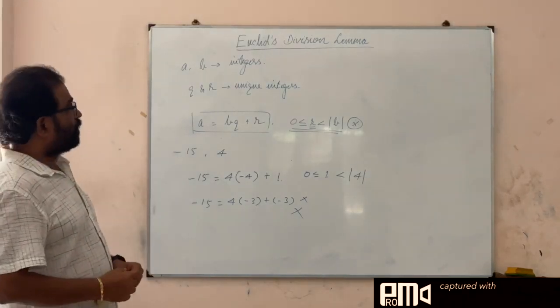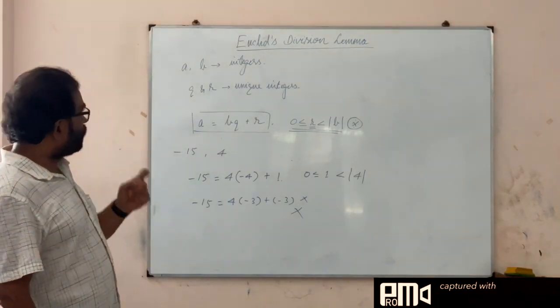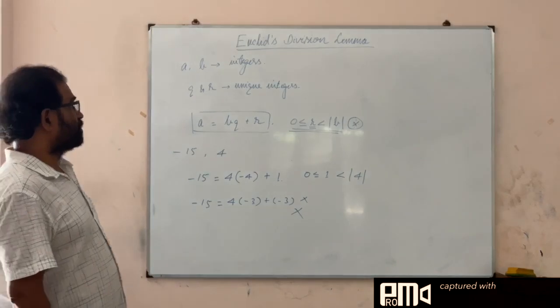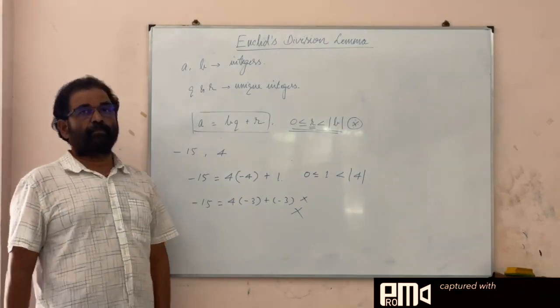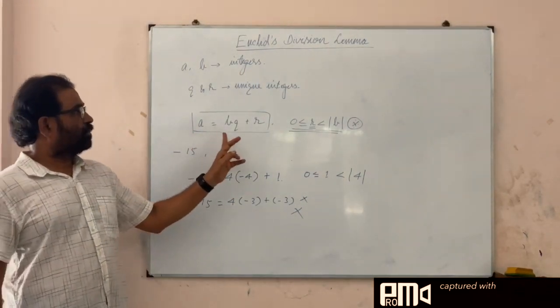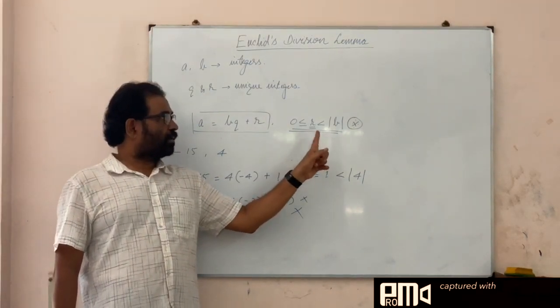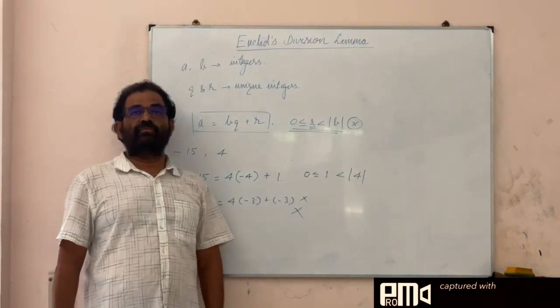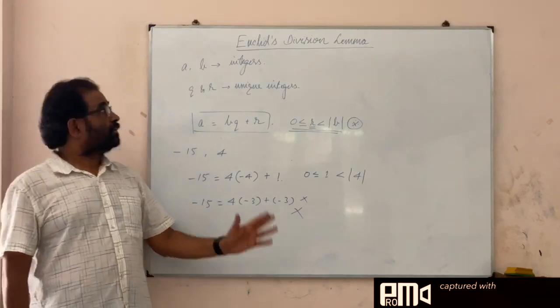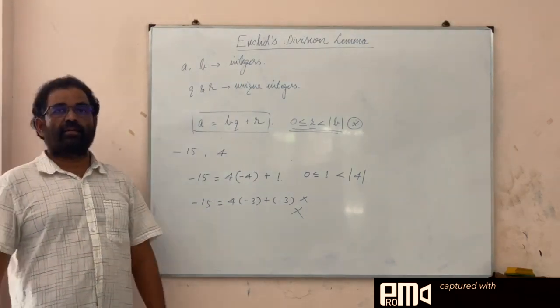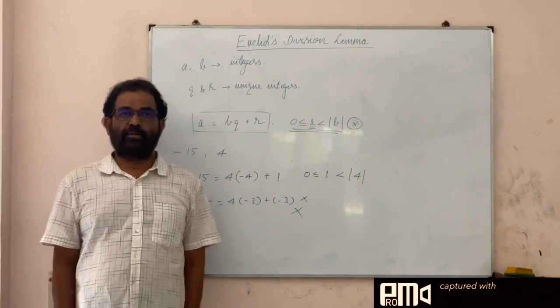I hope you have understood how to express any two integers A and B in this form: A is equal to BQ plus R, where 0 is less than or equal to R, which is less than modulus of B. Understood now? This is Euclid's division lemma. Clear? Okay, thank you.